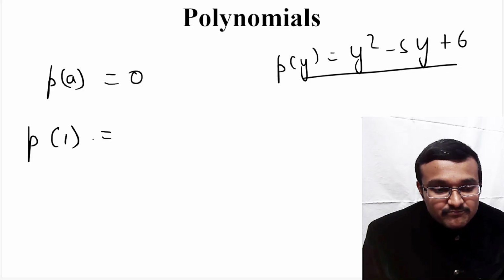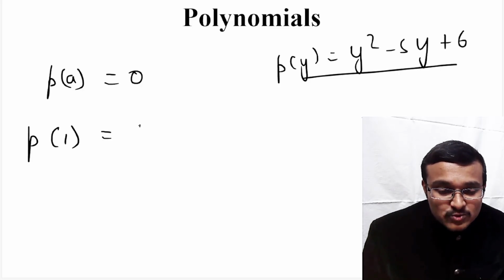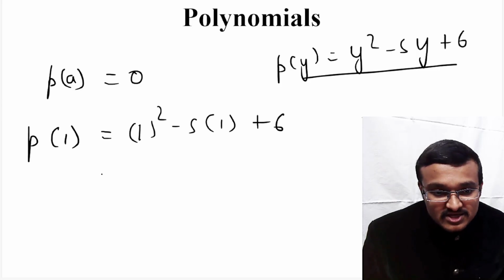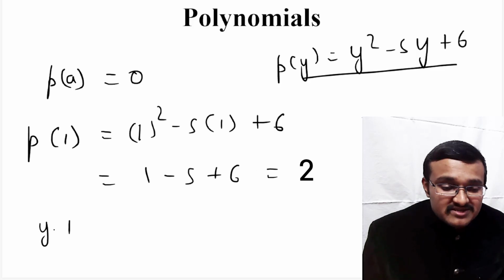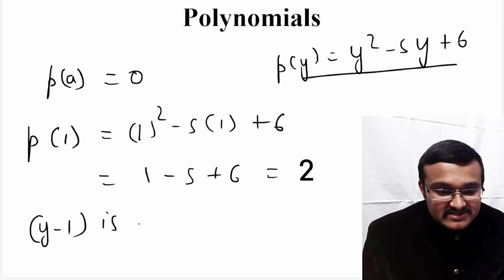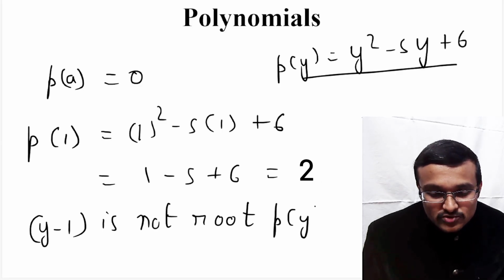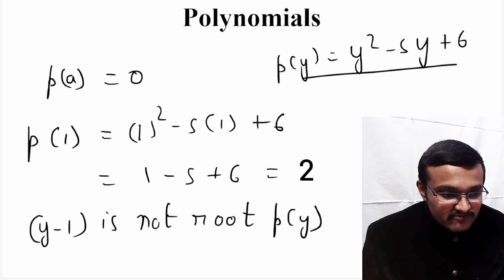So p of 1 is equal to 1 square minus 5 into 1 plus 6. That means 1 minus 5 plus 6, so y minus 1 is not a root of p of y. Here y minus 1 is not a factor of this polynomial p of y.